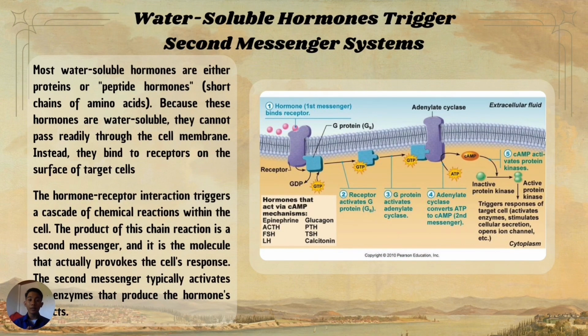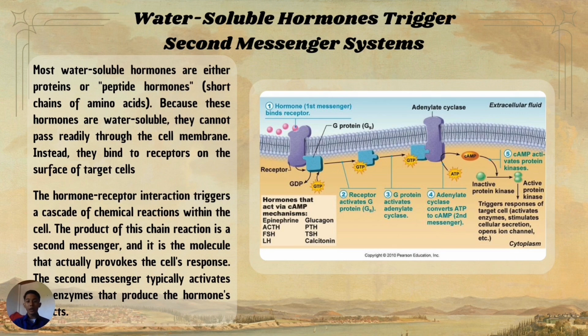Now, let's move on to water-soluble hormone trigger second messenger system. So, most water soluble hormones are either protein or peptide hormones, which are short chains of amino acids. Since they are water soluble, they cannot pass readily through the cell membrane. Instead, they bind to receptors on the surface of a target cell.